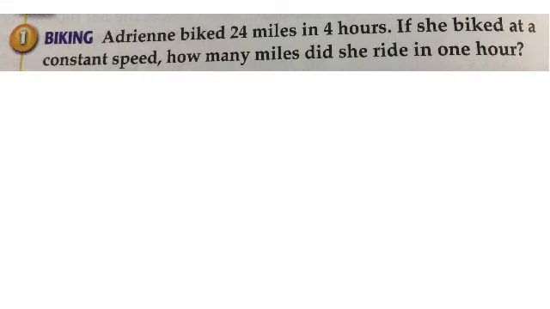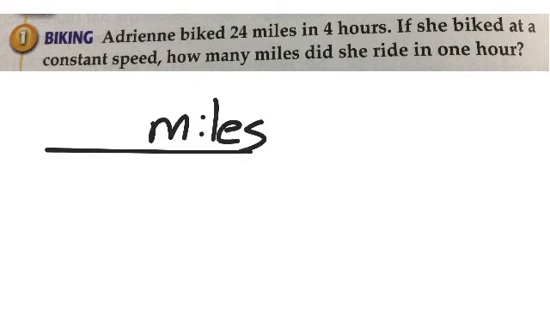Okay, here's our first problem. Adrienne biked 24 miles in 4 hours. If she biked at a constant speed, how many miles did she ride in 1 hour? So we're looking here and it asks us for how many miles in 1 hour. So I know I'm dealing with miles per hour. When I set this up, I know miles has to go in the numerator up top and hours in the denominator down on the bottom.